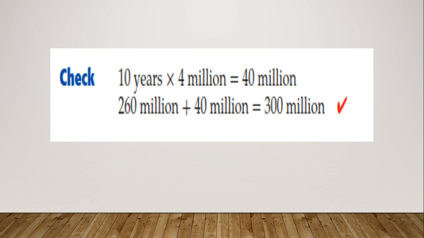Okay, now let's check. We said that we need 10 years, right? So we will write 10 years, and we know that in each year the number increased by 4, so it will be 10 times 4, which is 40 million. Okay, we start in the year 2005 with this number, 260 million. After 10 years it will increase by 40 million. When you make 260 million plus 40 million, you will get 300 million, and that's the number that we need. Okay, you get it? Are you sure?